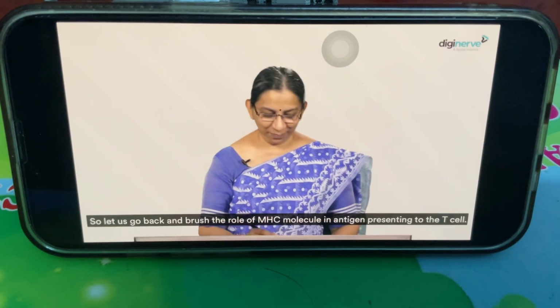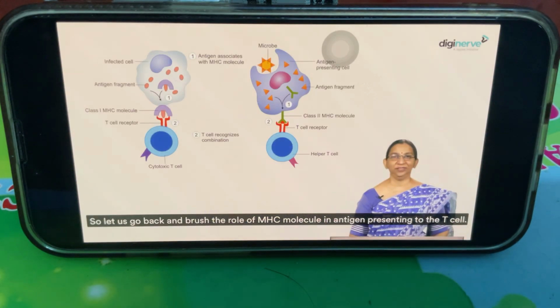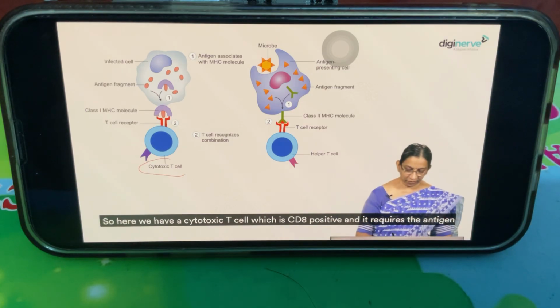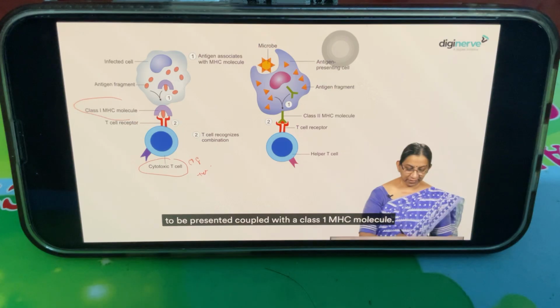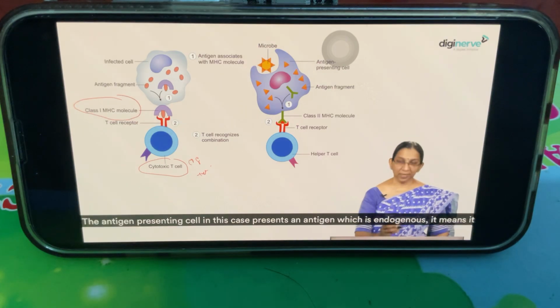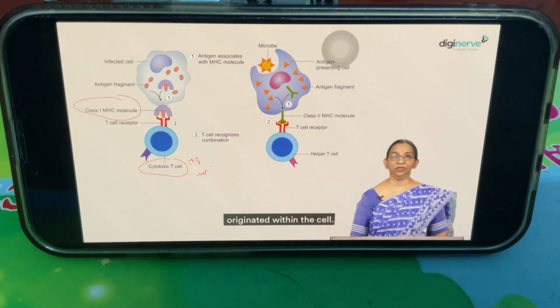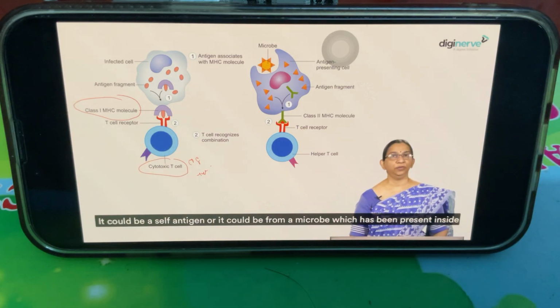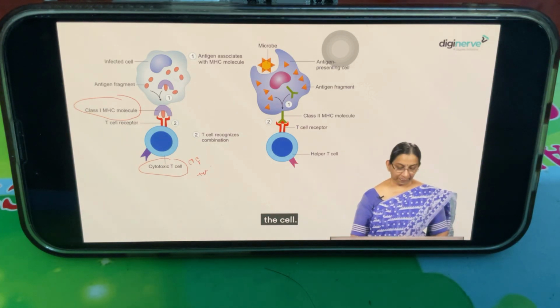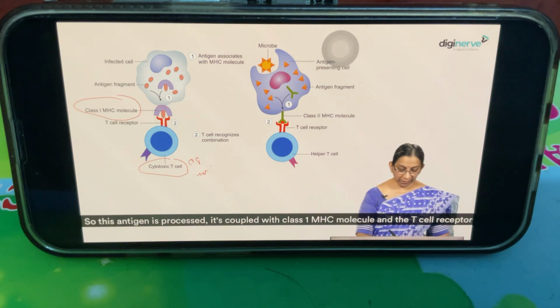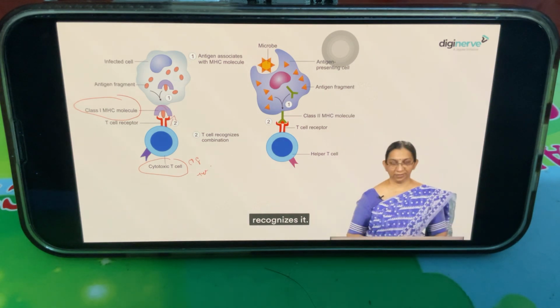So let's go back and brush up on the role of MHC molecules in antigen presentation to the T cell. Here we have a cytotoxic T cell, which is CD8 positive, and it requires the antigen to be presented coupled with a class 1 MHC molecule. The antigen-presenting cell in this case presents an antigen which is endogenous. It means it originated within the cell. It could be a self antigen or it could be from a microbe which has been present inside the cell. So this antigen is processed, is coupled with class 1 MHC molecule, and the T cell receptor recognizes it.